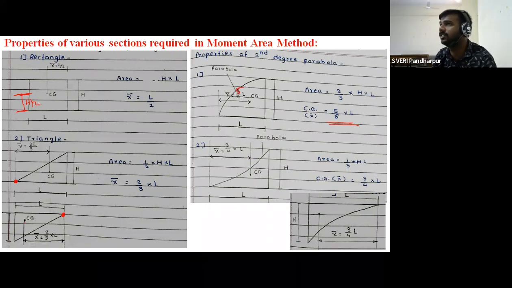Otherwise all other sections, see, 2/3 into L, then 5/8 into L, then last 3 by 4 into L. So like this. So only this much figures you will observe in BMD.